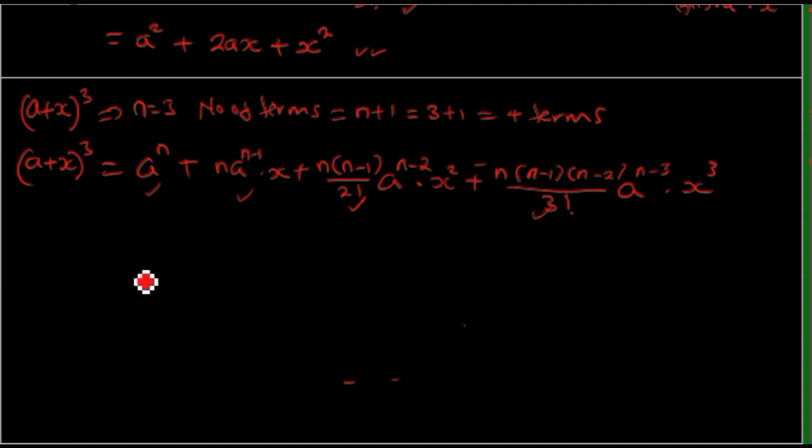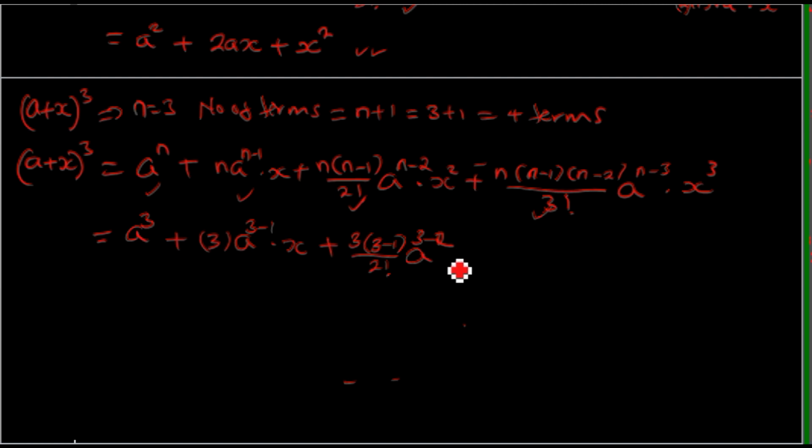From which if you substitute for the value of n, you shall have a power 3. You add n, which is 3, multiplied by a power 3 minus 1 multiplied by x. You add 3 into 3 minus 1 over factorial 2, a power 3 minus 2 times x squared, plus 3 into 3 minus 1 into 3 minus 2 over factorial 3, a power 3 minus 3 times x power 3.